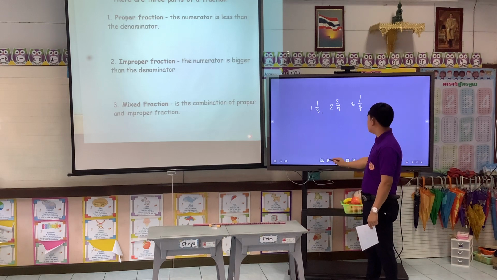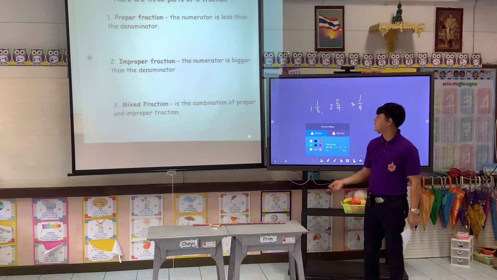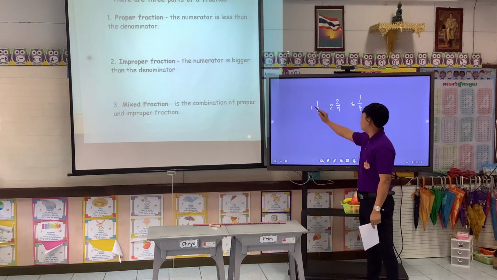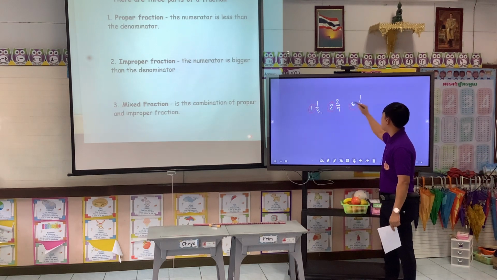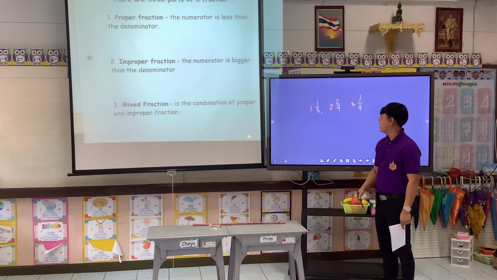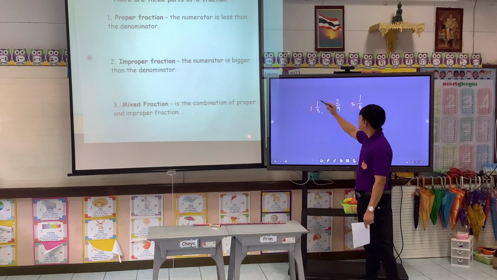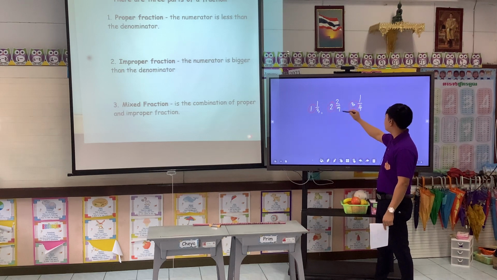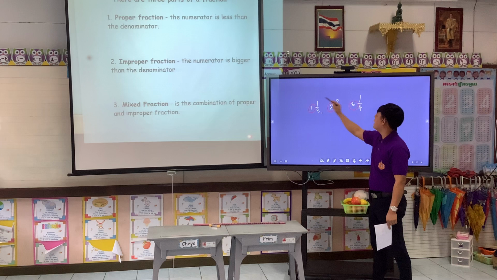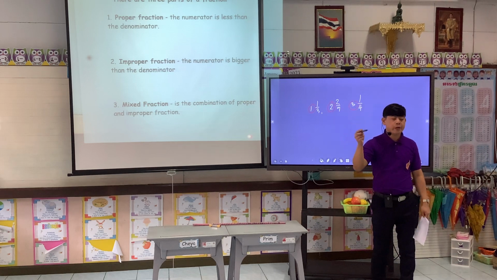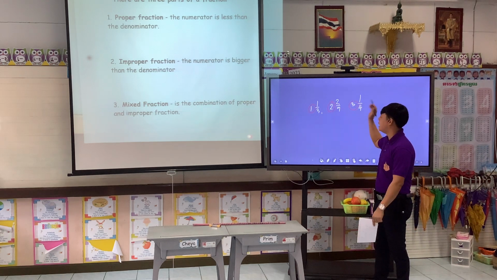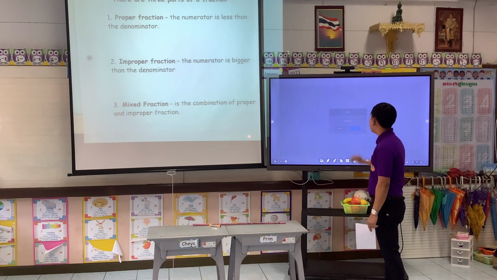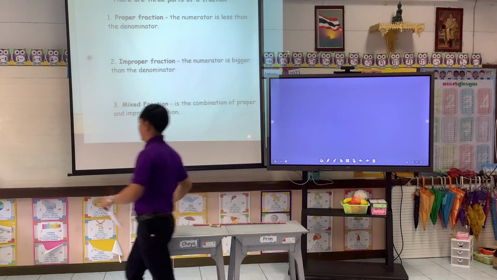3/4. So as we notice, in the mixed fraction there is a whole number. 1, 2, 3 are the whole numbers. And 1/3, 2/9 and 3/4 are the proper fractions. These are the examples of the mixed fraction. Okay, next, let's move on.